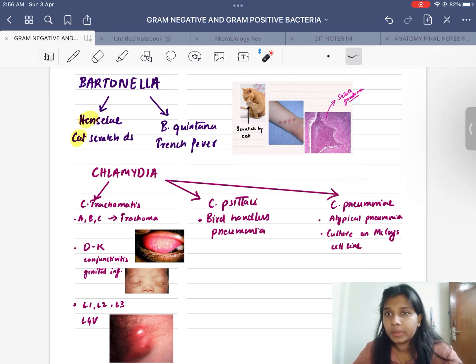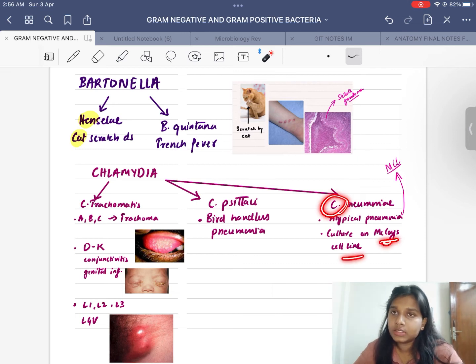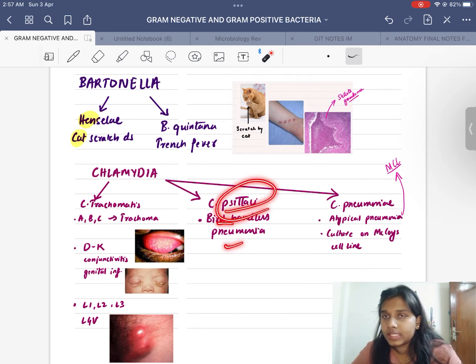What are the causes of atypical pneumonia? The mnemonic which we studied was MCL. What is MCL? Mycoplasma, chlamydia, and Legionella. They cause atypical pneumonia. So chlamydia is one of the causes. Also, chlamydia can be cultured on McCoy's cell line. Remember the C. Then we have chlamydia psittaci. We studied this also. It's related to bird handlers pneumonia.